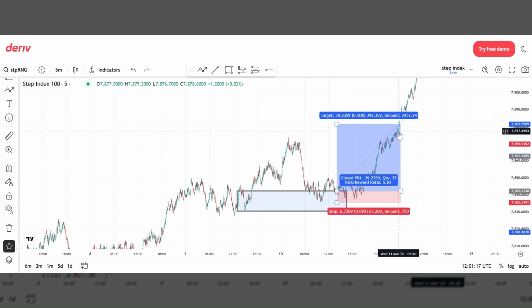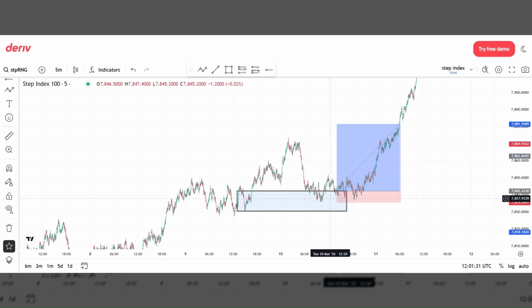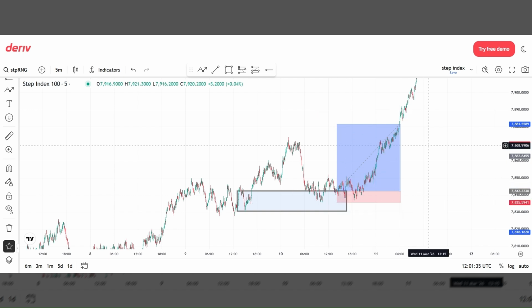If you are risking $10,000 on this trade, you are making $50,000. And if you are risking $10 here, you are making $50. And if you are risking $1 on this trade, you are making $5. That is simply what it means.